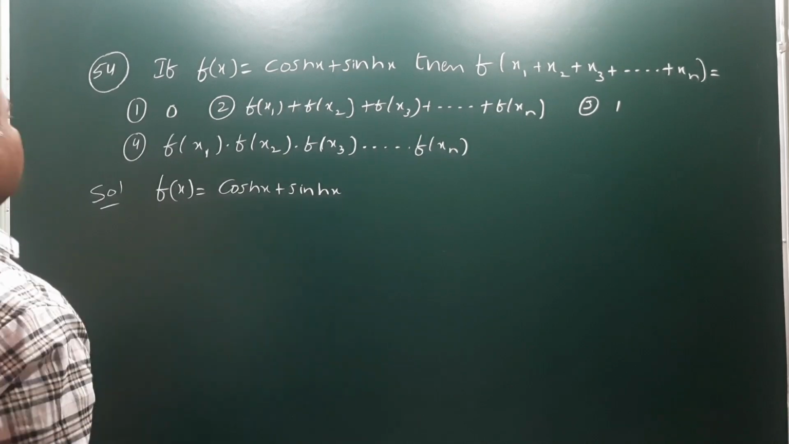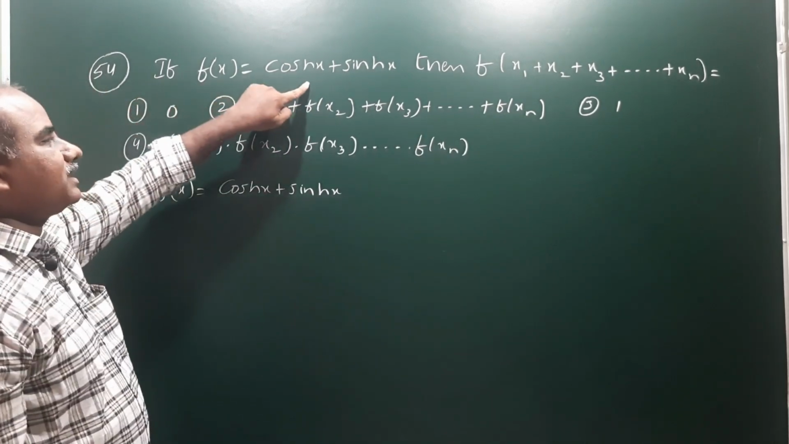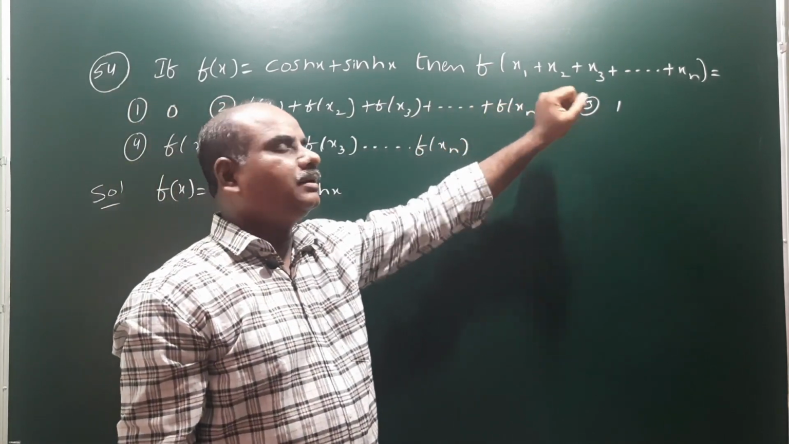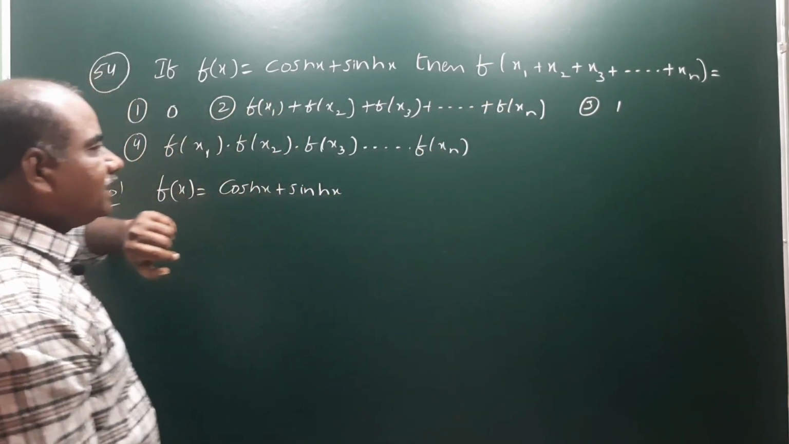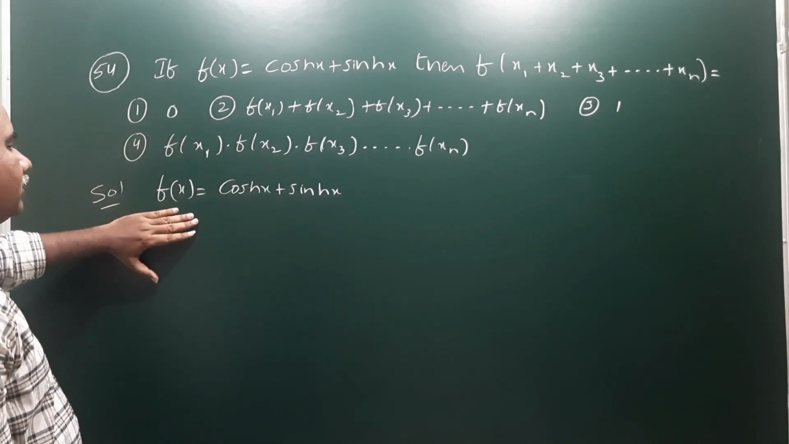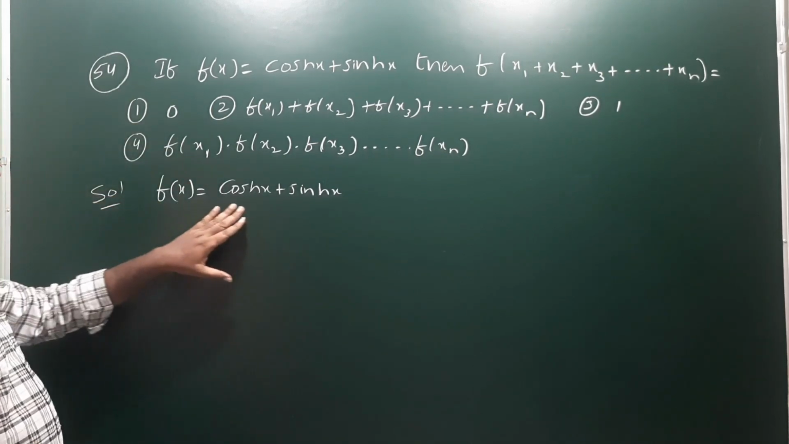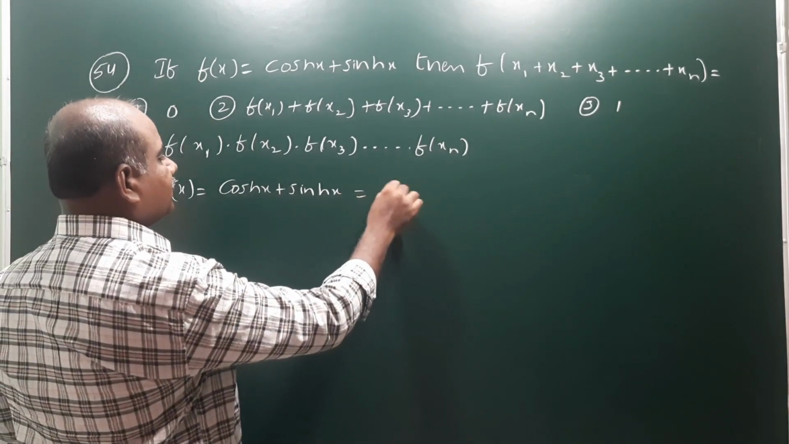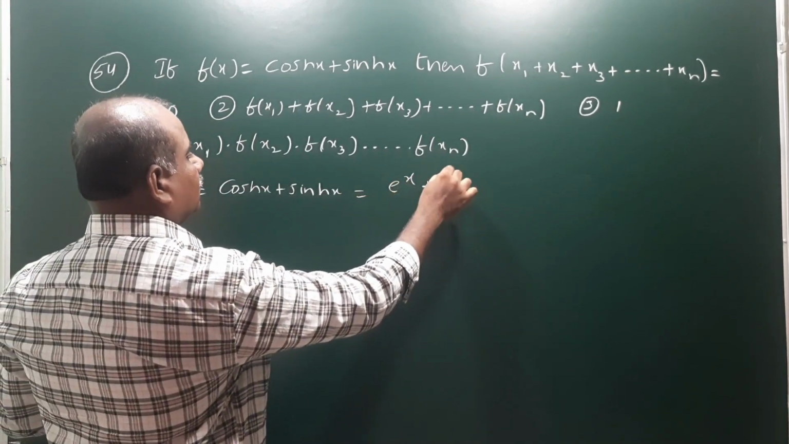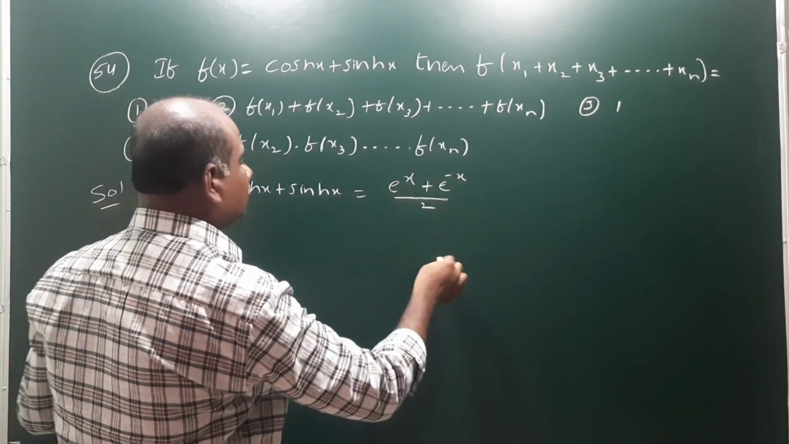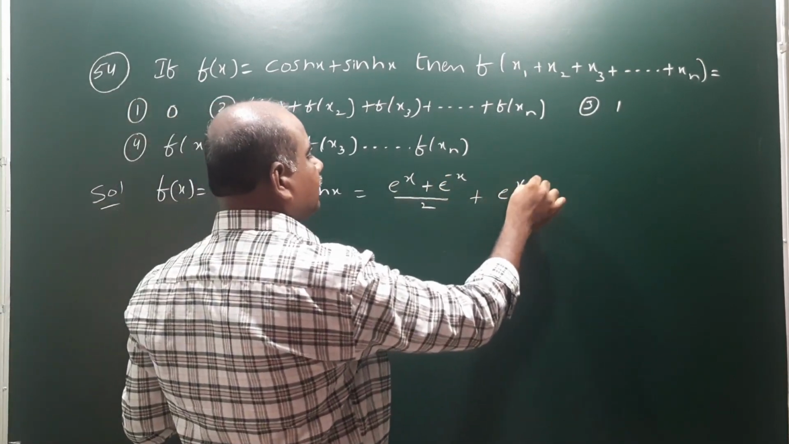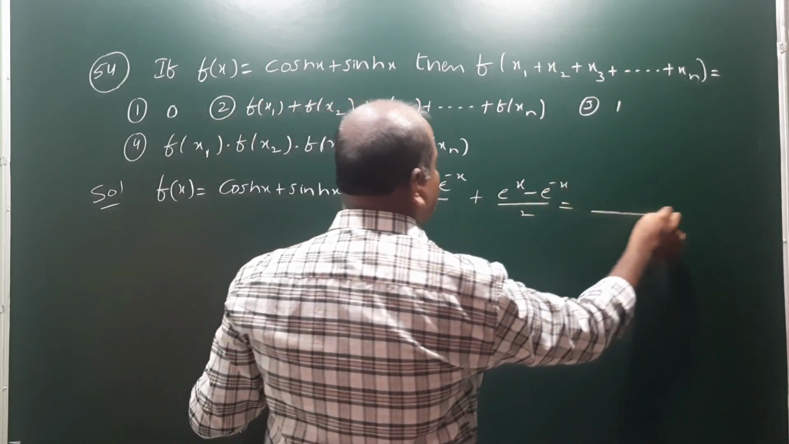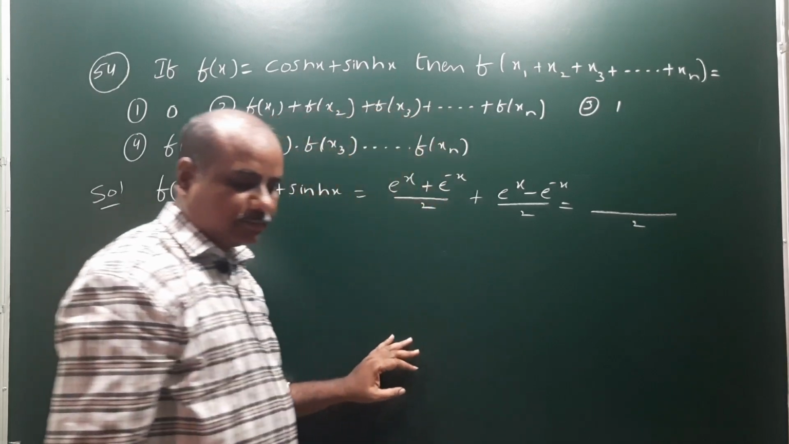Okay, 54th one. If f(x) is equal to cosh x plus sinh x, then find the value of f(x1 plus x2 plus x3 and so on plus xn). We have to find that value. Given f(x) is equal to cosh x plus sinh x, we know that cosh x means e power x plus e power minus x by 2, plus sinh x means e power x minus e power minus x by 2. So take 2 as LCM.